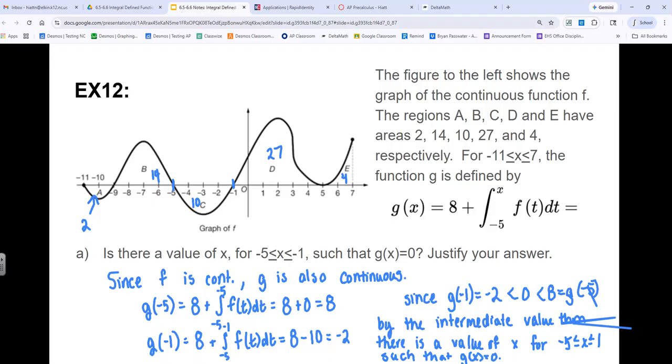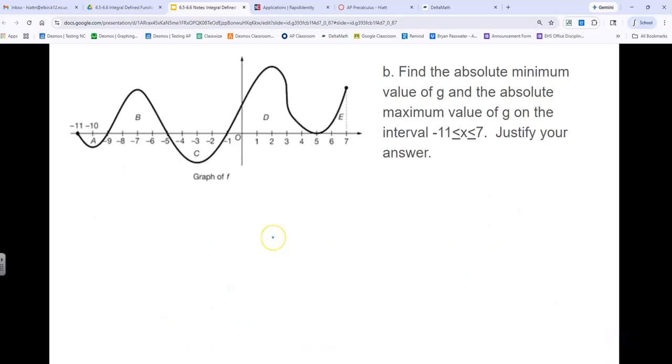Okay, this is a question you already knew how to do. They've thrown the integral defined function in there. So they're testing not only do you know how to do the intermediate value theorem, but also do you know how to evaluate this integral defined function. So they kind of include two things there.